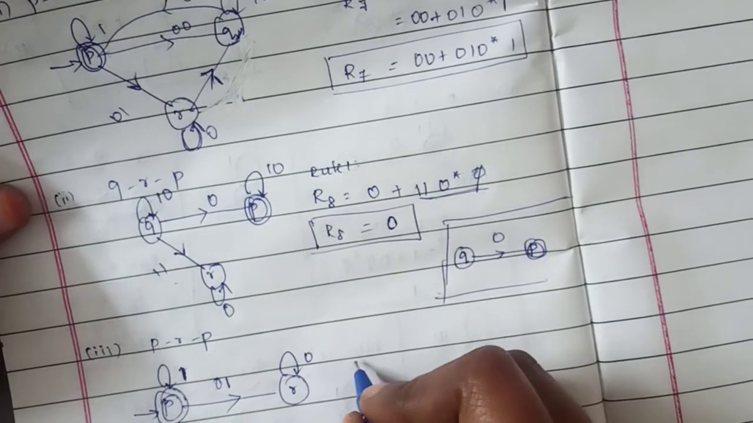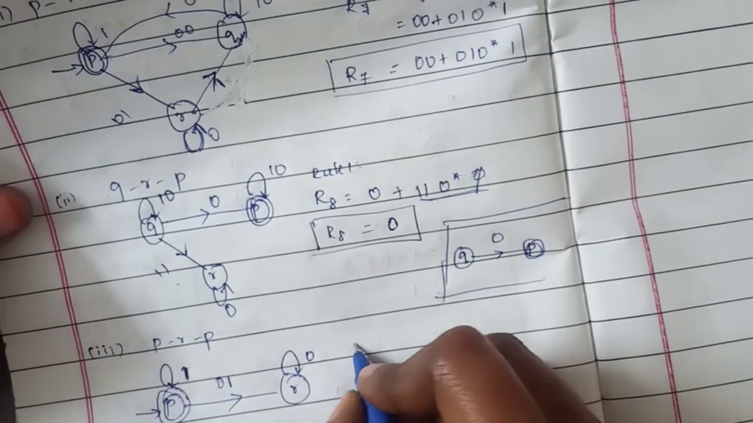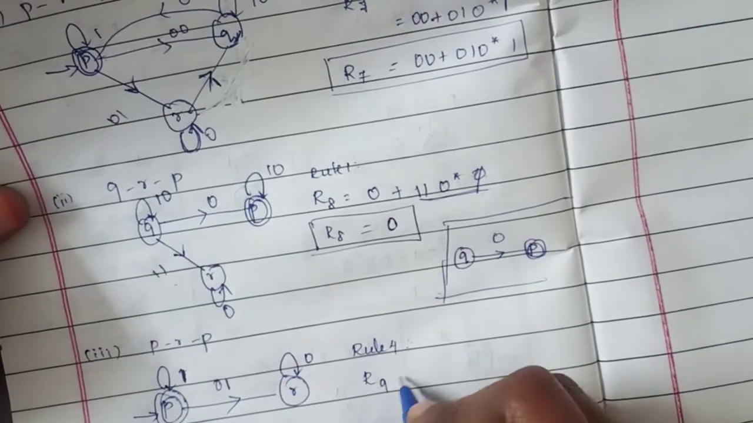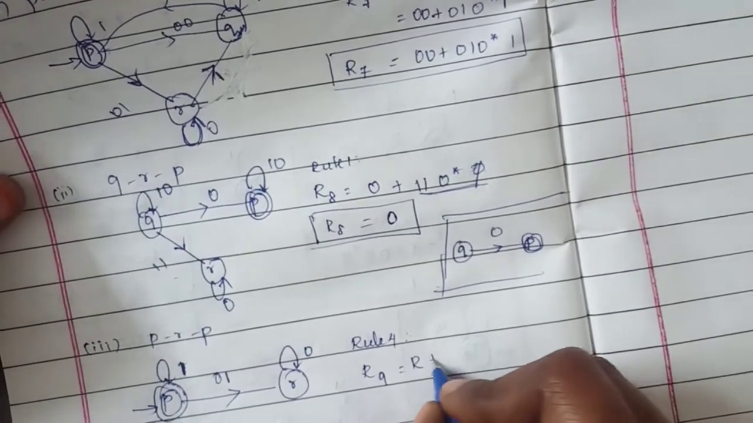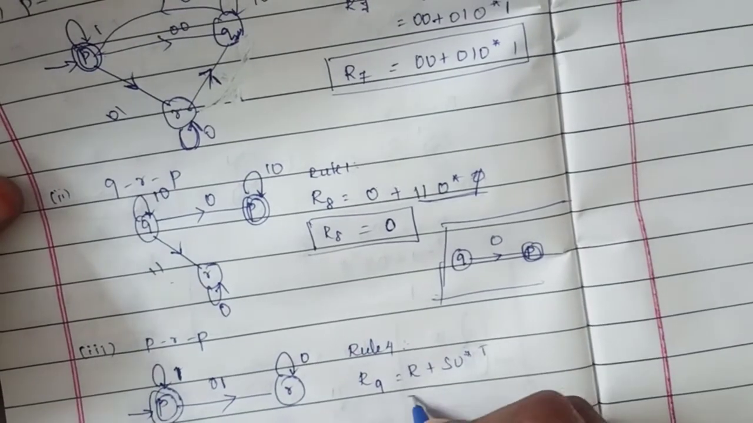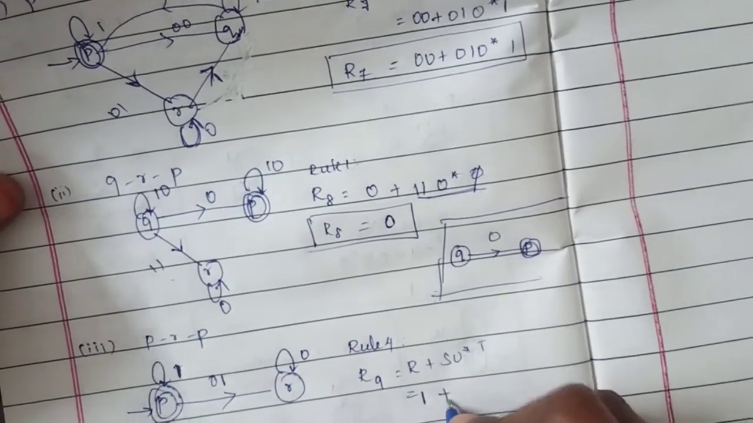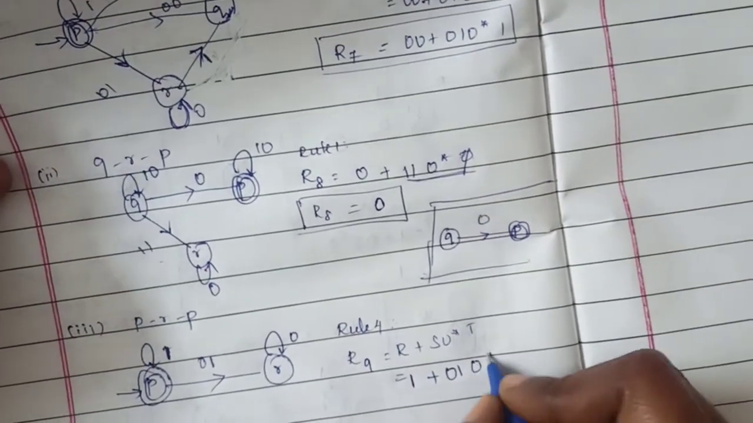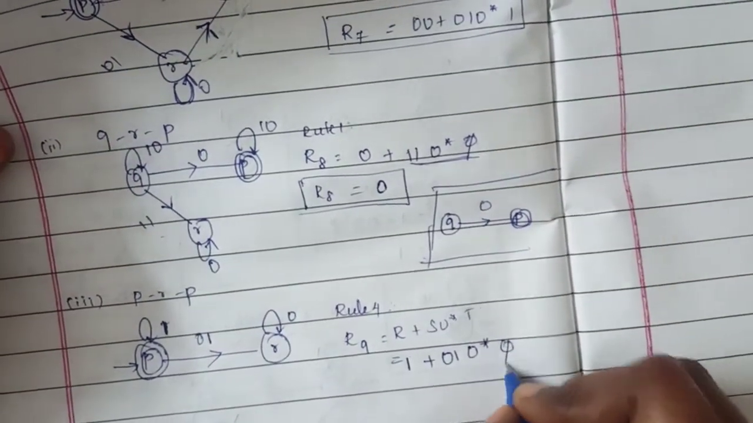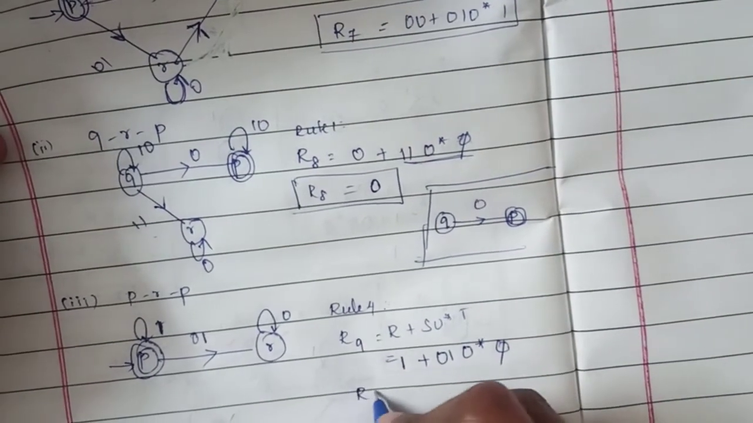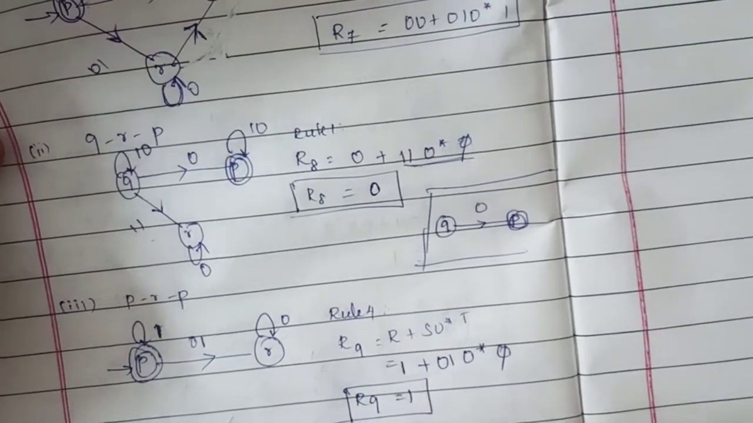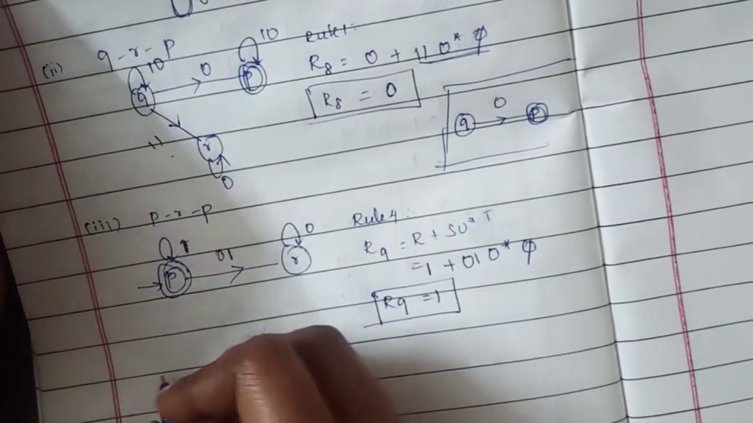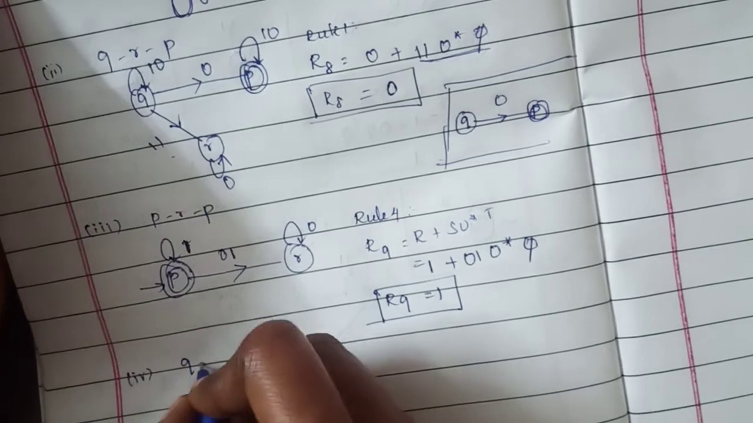So now by applying rule 4, R9 equal to R plus SU closure T, right? So this is R, this is 1 plus S, in this 0 1 0 closure, so T. So T here we have 5. So next one R9 equal to 1. So this is my R9. Okay, and finally you will have QRQ.